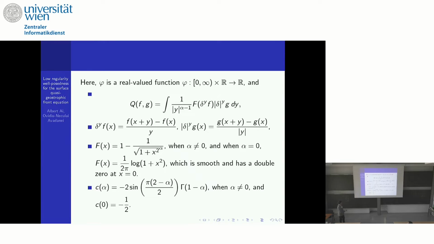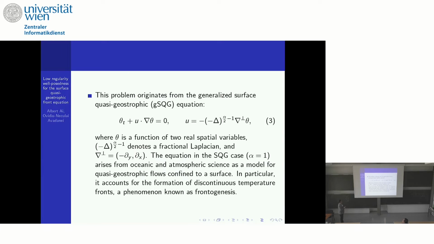The constant c(α) from earlier is given by minus 2 sine of π times (2 minus α) over 2 times Γ of 1 minus α, where Γ is Euler's function, when α is not equal to 0, and minus 1/2 when α is 0. Let me tell you from the very beginning that the value of c(α) is not going to be relevant for our analysis. Okay, so where do these equations come from?